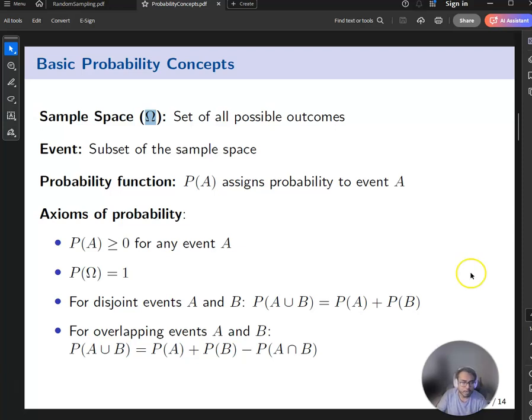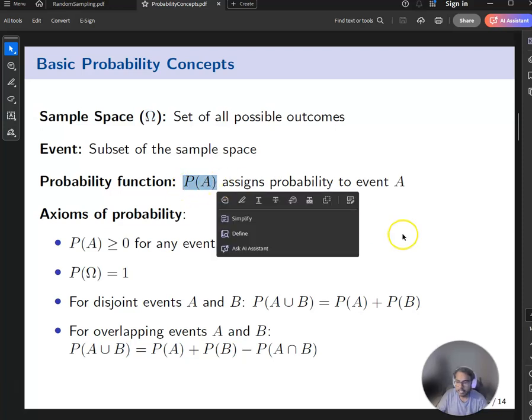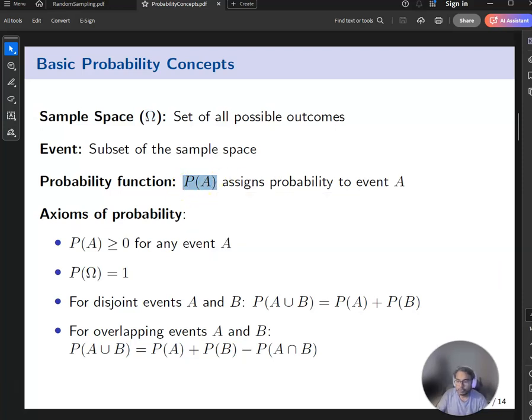The probability function that we denote as P of A, we write P of A. What we mean is the probability value that we assign to this event A. And this is where the math comes in.